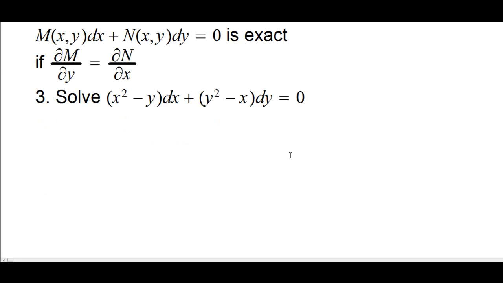Okay. So now, if I have to solve this and I would like to determine whether it is exact or not, tell me who is my M here? Who is my M? x squared minus y. Everybody clear? And N is what? Minus x, right? Very good.